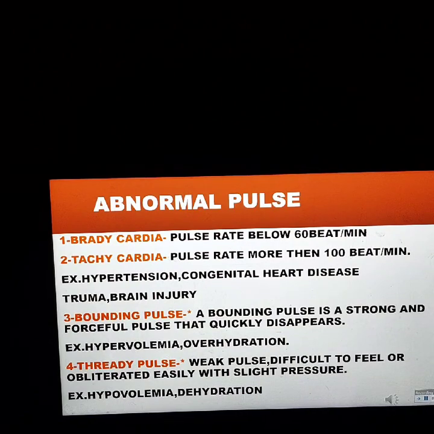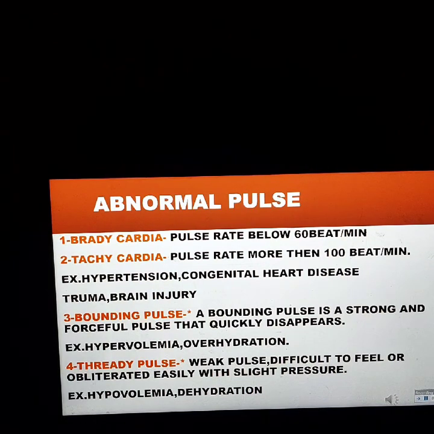Now we will discuss abnormal pulse. First of all, bradycardia, pulse rate below 60 beats per minute. Tachycardia, pulse rate more than 100 beats per minute. Examples: hypertension, congenital heart disease, trauma, brain injury.